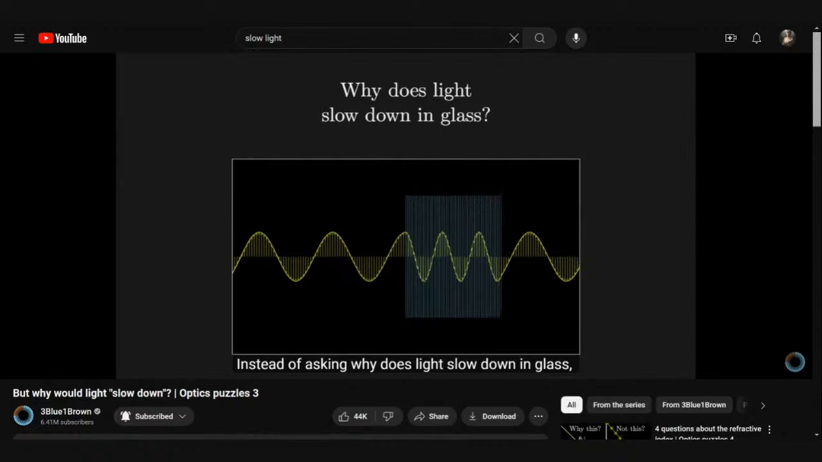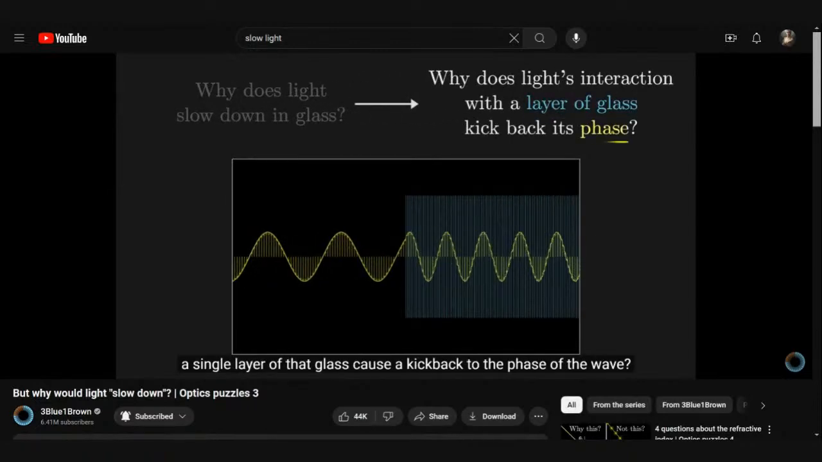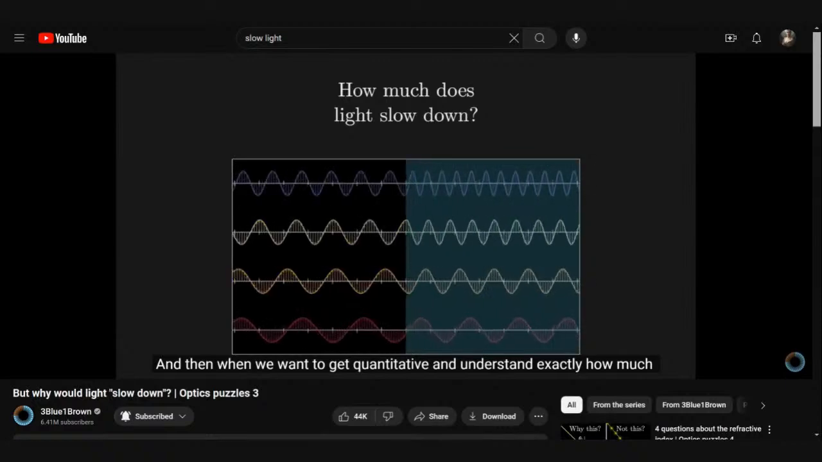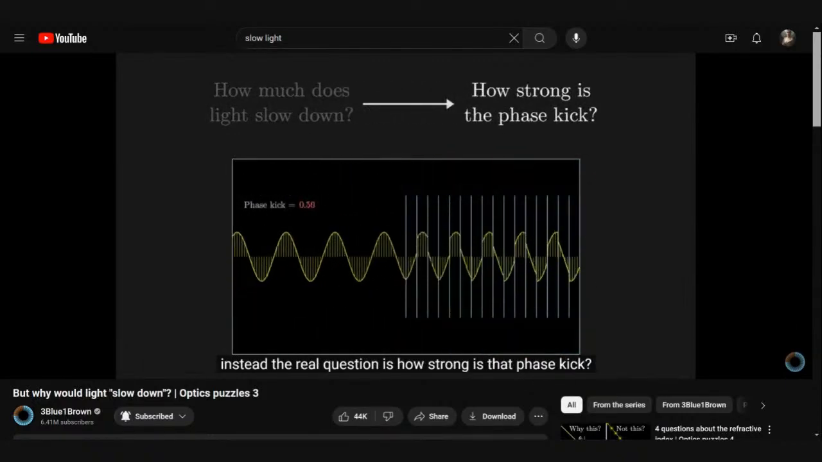Instead of asking, why does light slow down in glass, what we really need to ask is, why does its interaction with a single layer of that glass cause a kickback to the phase of the wave? And then when we want to get quantitative and understand exactly how much the light slows down, which is critical for understanding why it depends on color, instead the real question is, how strong is that phase kick?